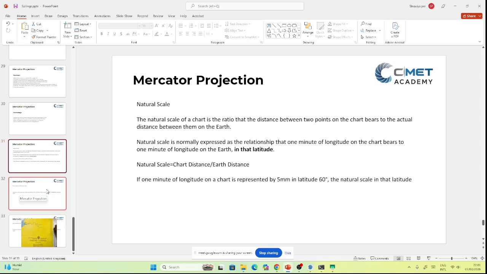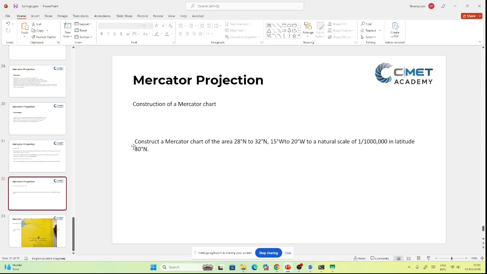All right, so let's go to the Mercator chart construction. Now let's see how a Mercator chart is made. After a reference latitude is given, for example, let's construct a Mercator chart in the area from 28 degrees north to 32 degrees north, 15 west to 20 west, to a natural scale of 1 to 1 million in latitude 30 degrees north. So the reference latitude is 30 degrees north. Natural scale is 1 to 1 million.